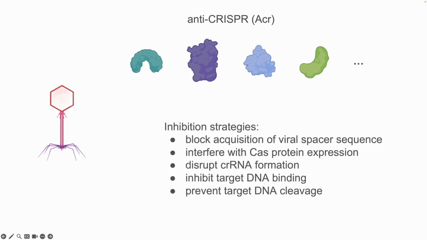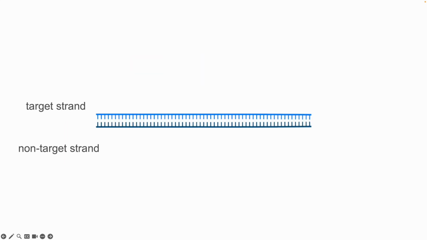They have been described to block the acquisition of viral spacer sequences or interfere with Cas protein expression, CRISPR RNA formation, target DNA binding, or cleavage. Many of the ACRs directly bind to and deactivate Cas9 but rely on different strategies. Here we go into the details of how Cas9 works.